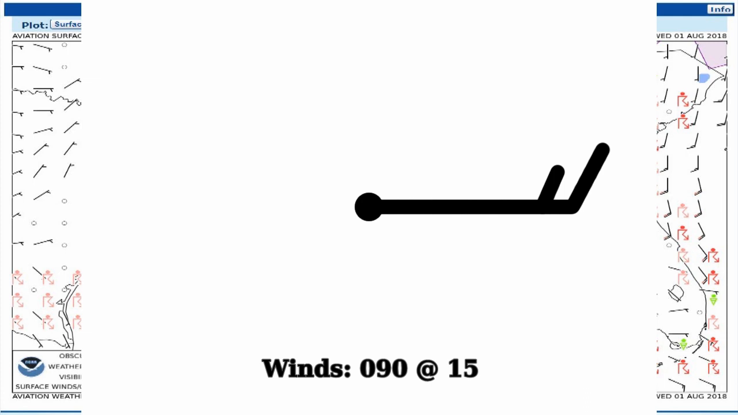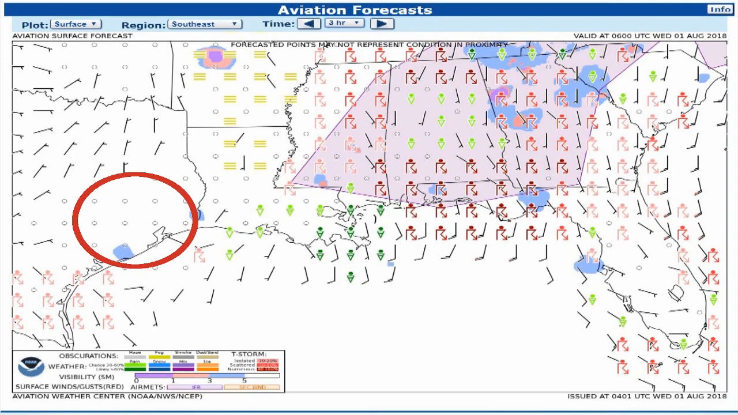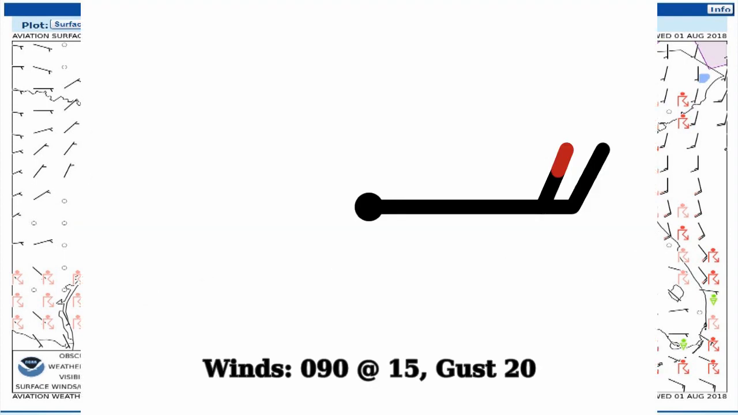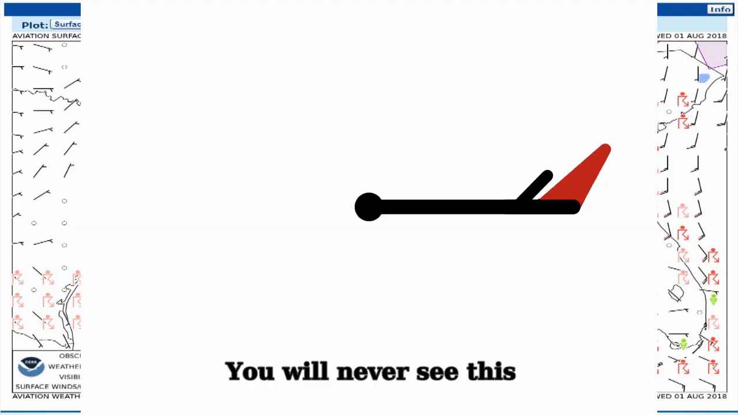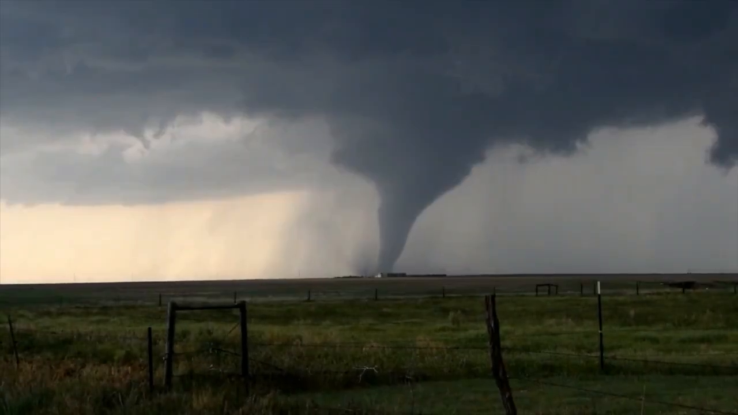Each tick represents 5 knots. The more ticks, the higher the speed, up until the point they give up and start using flags. A flag is 50 knots. Hollow circles indicate winds below 3 knots, aka calm. If the tick is red, that's a gust factor. If the flag is red, then don't fly that day.